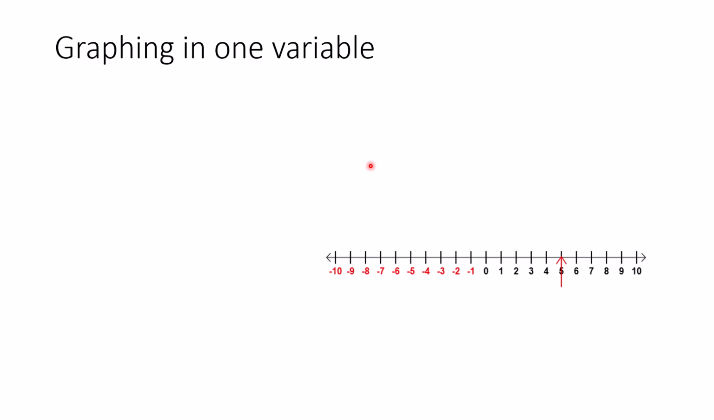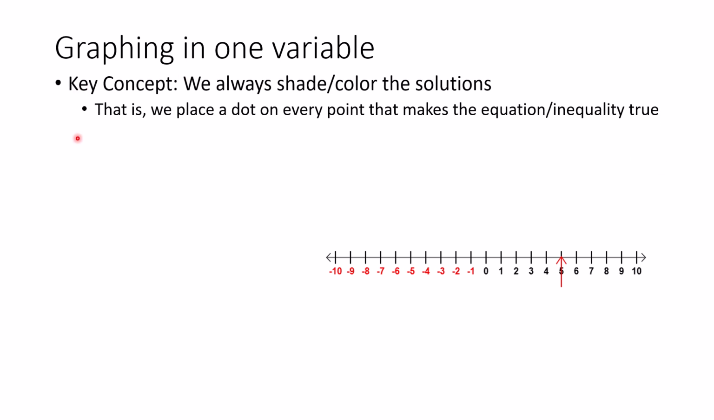So graphing in one variable, all that means is that we're graphing something that only has an x in it as opposed to an x and a y. Now we will graph these in two variables where you have an x and a y, but that's not where we start. We're going to start with graphing it in one variable. Now this is a key concept, and if you're taking notes, this is something you should write down. We've talked about this before in this video series because it's one of those foundational concepts of what we're doing when we're graphing. We always shade or color in the solutions.